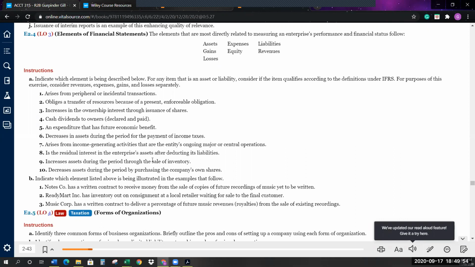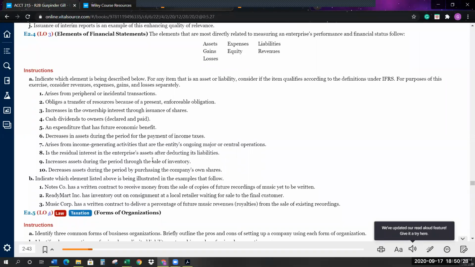Number 7 arises from income generating activities that are the entity's ongoing major or central operation. Okay, fancy jargon, but what they're saying is this is what the company is doing day in, day out. So think of our bakery store. Revenue. So the money the guy earns from selling those baked goods, that's your revenue. It's from ongoing activities, and that is your central operation. That's what they do every single day.